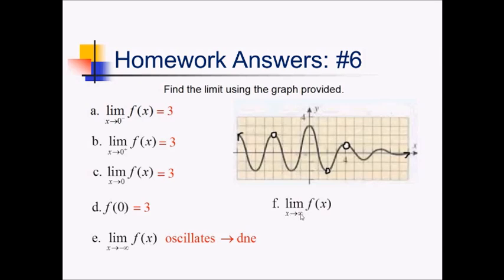Now, as we move to the far right, different story, we are getting closer and closer and closer to the x-axis. So although we are still oscillating, we're doing so in a decaying fashion. We're converging on a single number, even if we never actually get there and stay there. So that's going to be 0 for that limit, the x-axis.